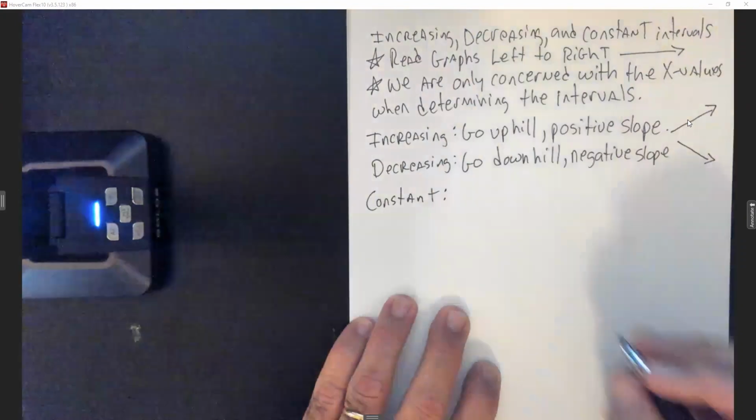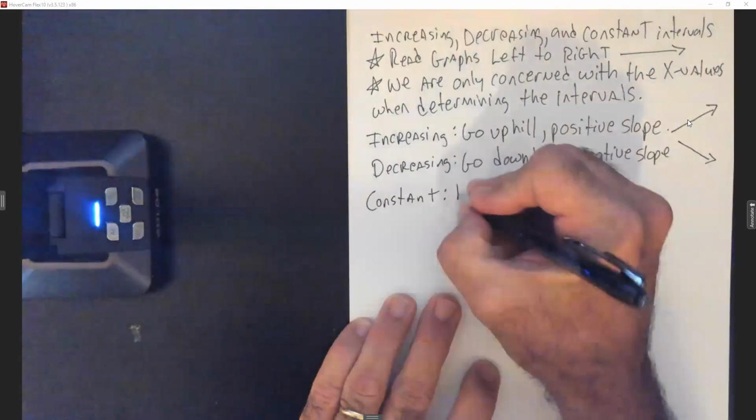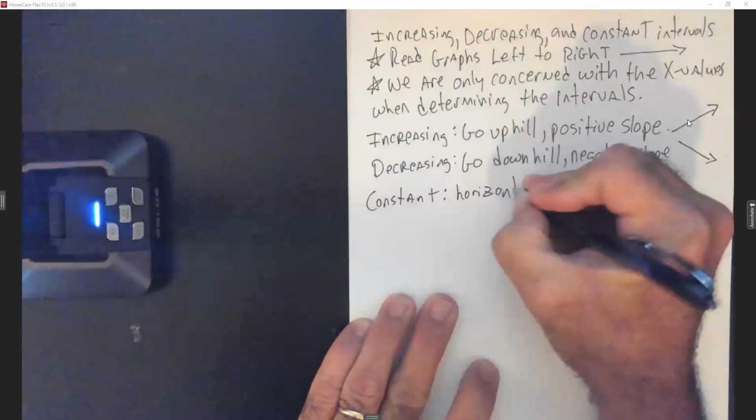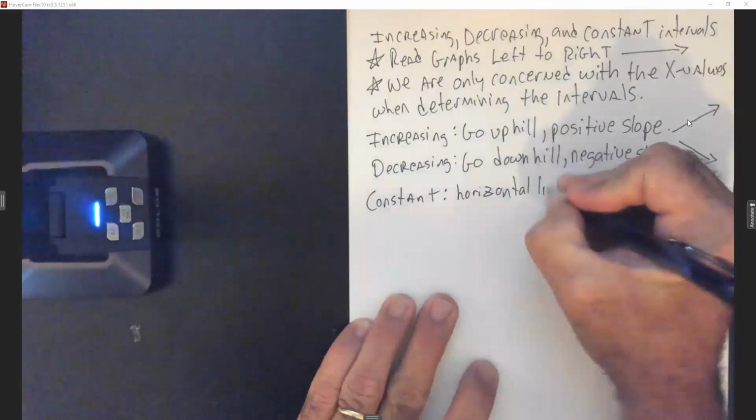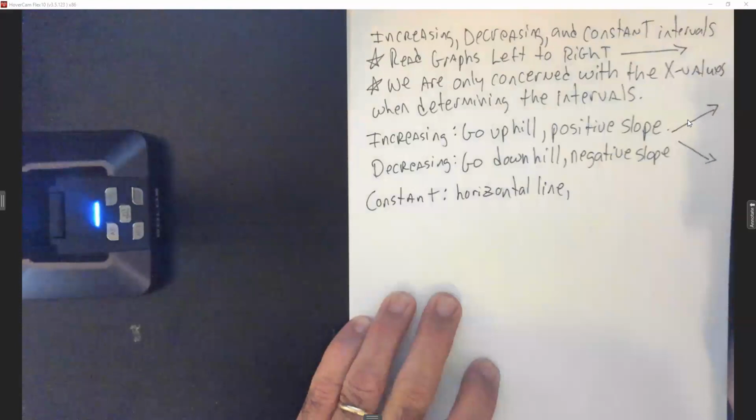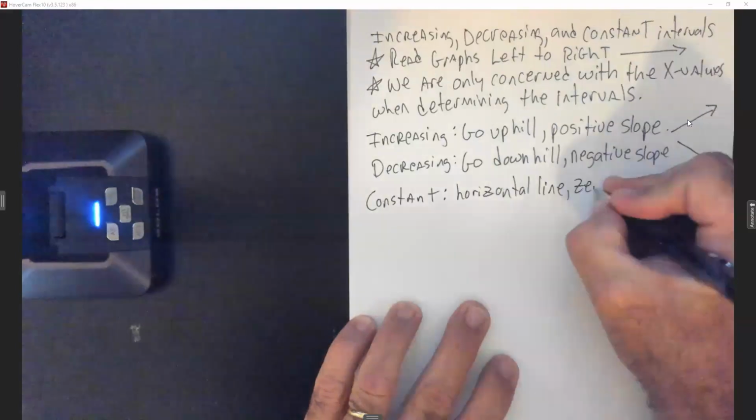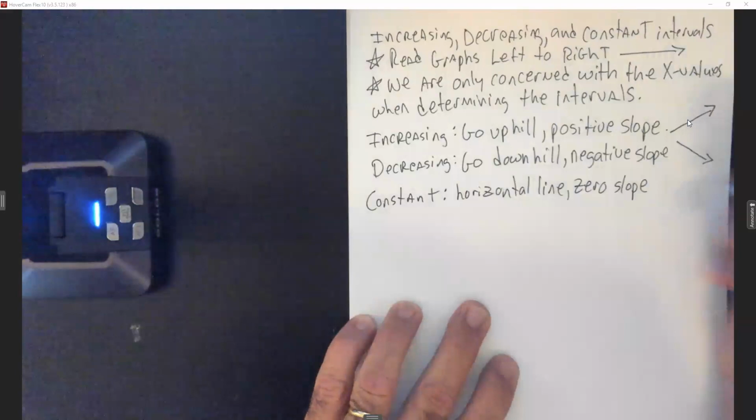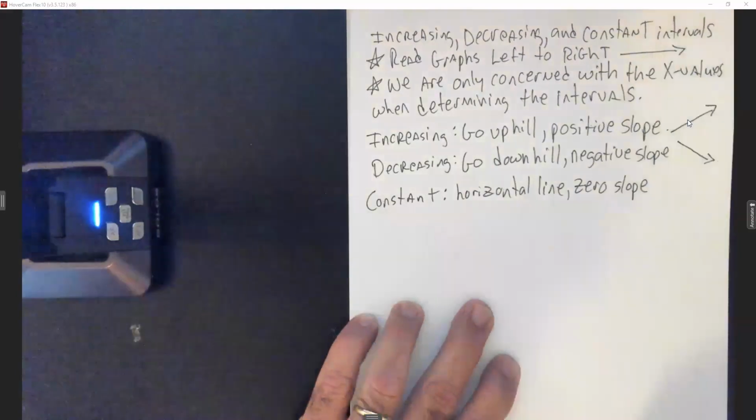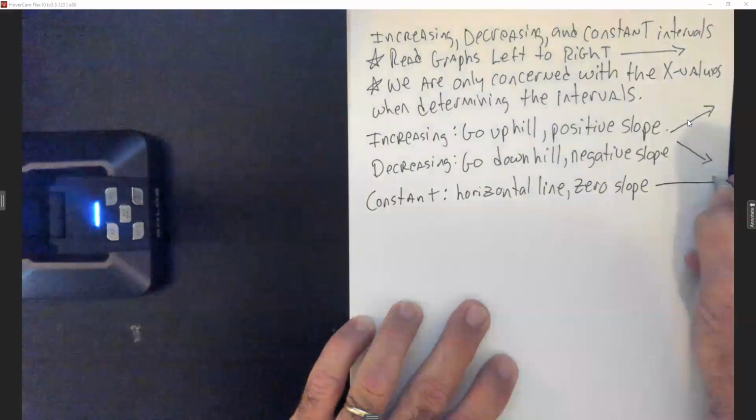And then we had constant. Constant is a horizontal line. A horizontal line has a 0 slope. And it's going to go straight across left to right.